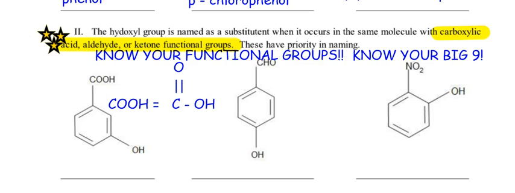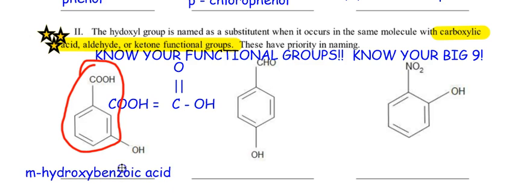And so do you remember how to name this? Let me get a highlighter. Do you recognize this as one of the big 9? You should, that's your benzoic acid. So if that's your benzoic acid, then the OH is just a substituent, a side chain. So you would need to write this as a hydroxy. So it's an M, which means meta-hydroxybenzoic acid. When your OH is a side chain, it's a hydroxy. If you have a big 9 that's a carboxylic acid, an aldehyde, or a ketone, it takes the priority.